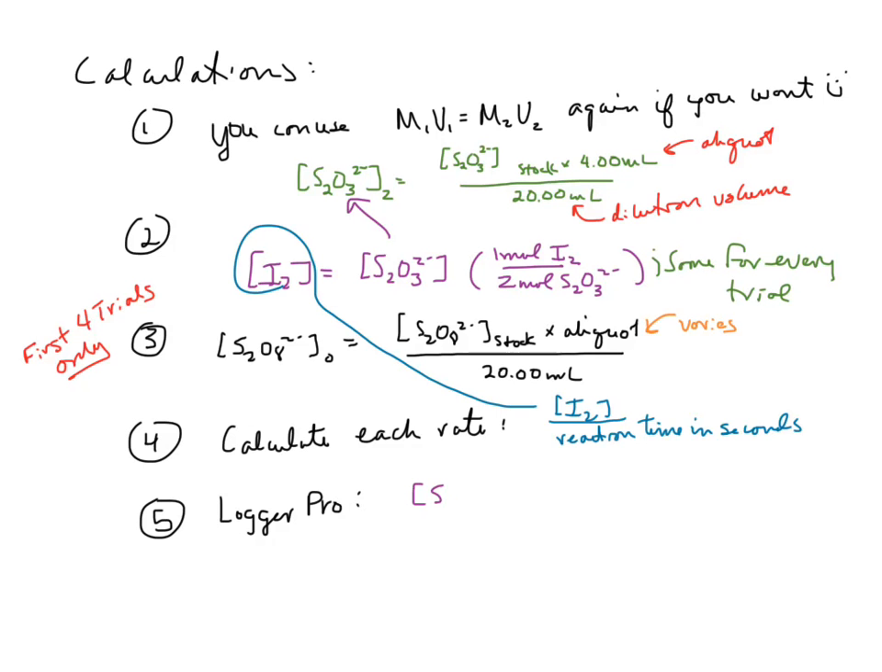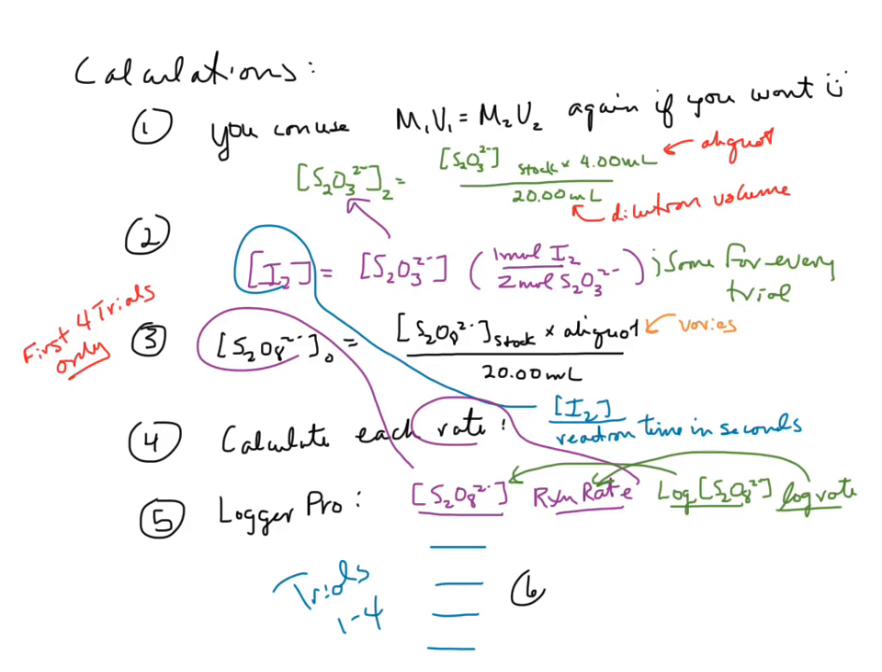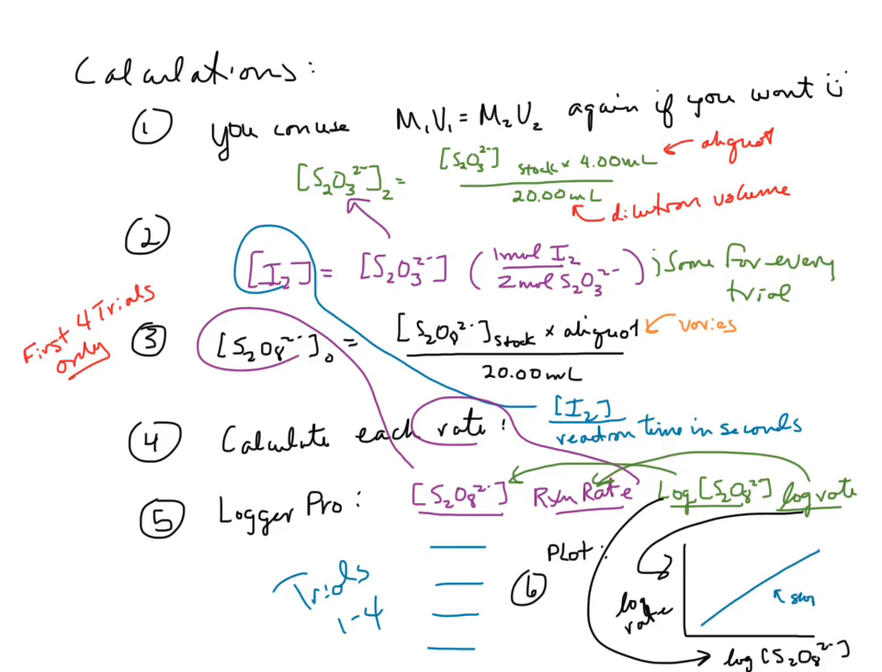Then you're ready for Logger Pro. You're going to take the first 2 columns in Logger Pro as your data. The green columns here are the things you're going to have Logger Pro calculate. So by now you know the initial concentration of peroxydisulfate for all 4 trials. You know the reaction rate for our 4 trials. The green there says take the log of the peroxydisulfate molar concentration, take the log of the rate, and those logs you can see on the little black graph at the bottom there. Those logs are what you're going to plot.